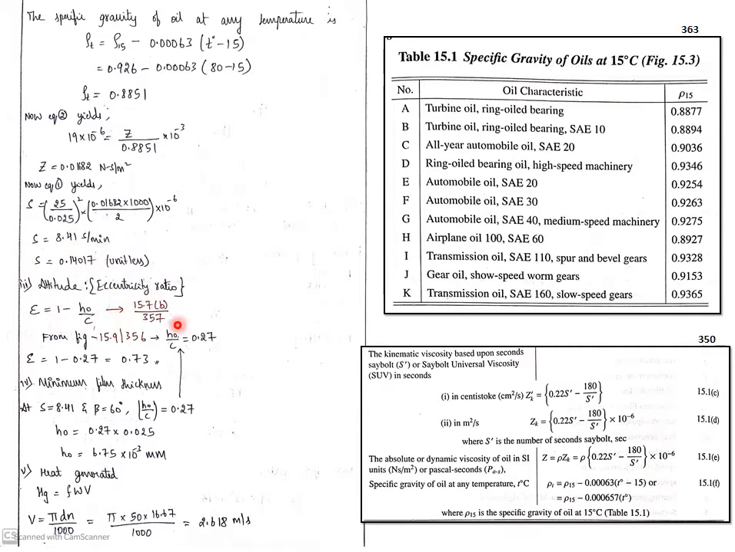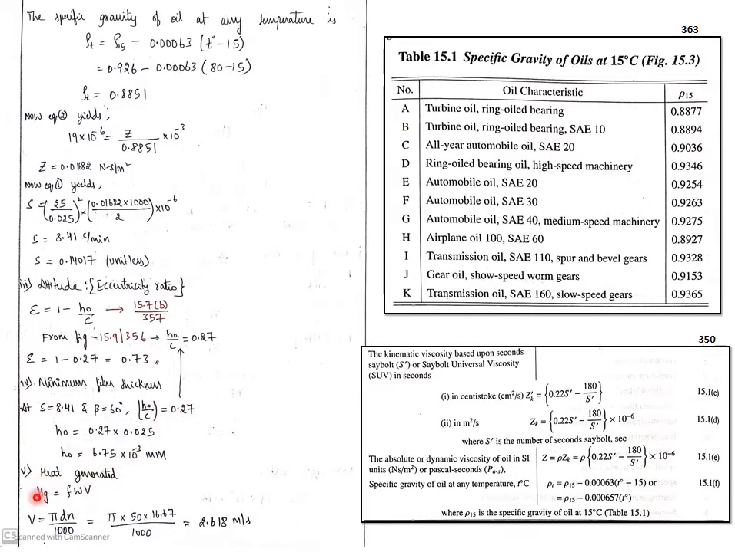Next is the attitude, that is the eccentricity ratio. This formula we will get from page number 357. Now how to find the value of h naught by C? We will get it from figure 15.9 on page number 356. There, corresponding to the S value, we get the value of h naught by C as 0.27. You can see it here. We will get the eccentricity. Next, the minimum film thickness is given by S, theta and h naught by C. This h naught is what he is asking to find. Just multiply by C and we will get the value of h naught.